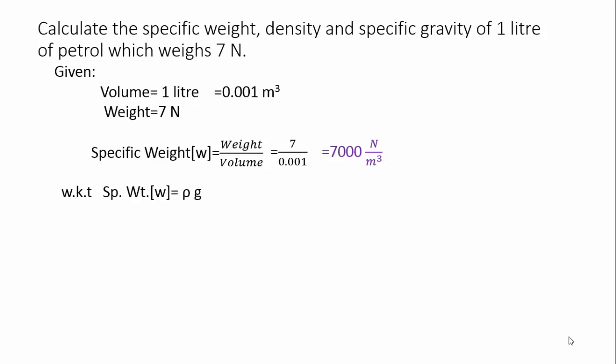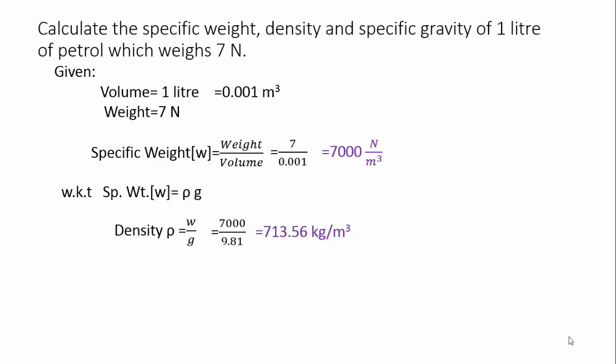Then we have to find out the density of the petrol. We know the formula for specific weight, that is density into acceleration due to gravity. So therefore density is equal to specific weight divided by gravity. So we know the value of specific weight, also we know the gravitational constant 9.81. So substitute the value of gravity 9.81 and the specific weight of the fluid 7000. We will get the value of density 713.56 kg per meter cube. The unit of density is kilogram per meter cube.